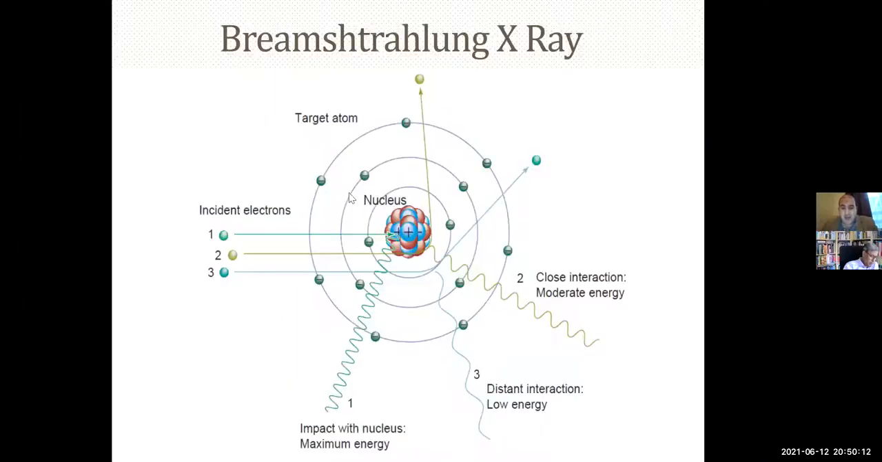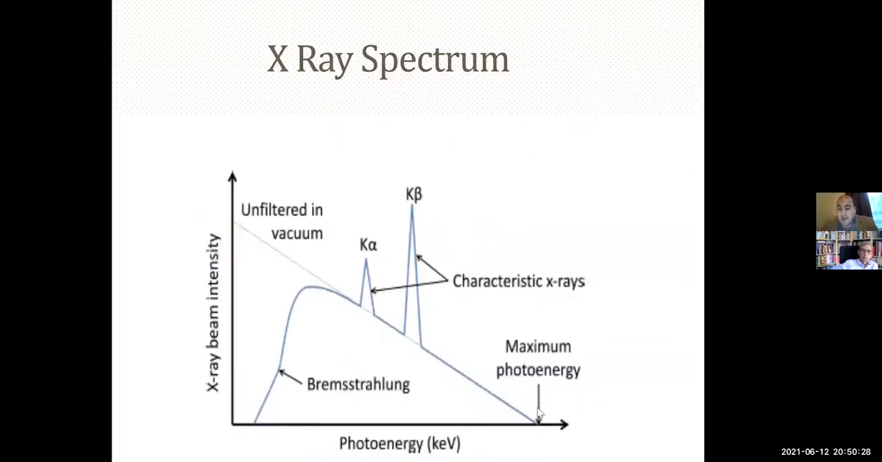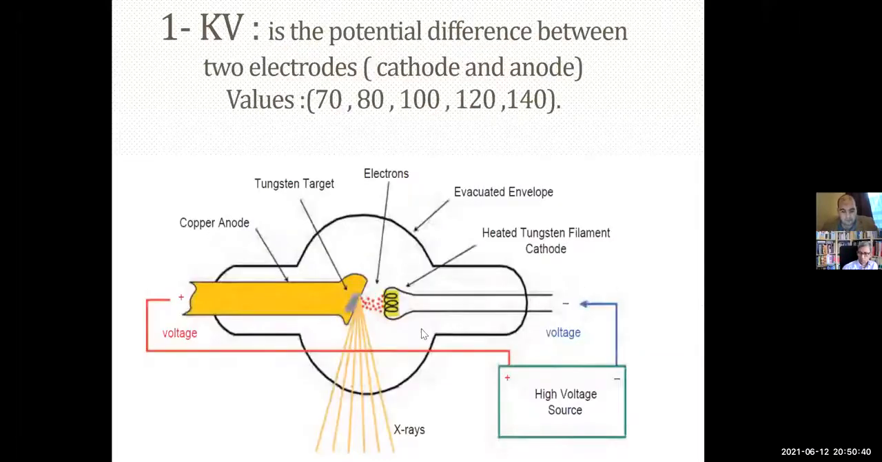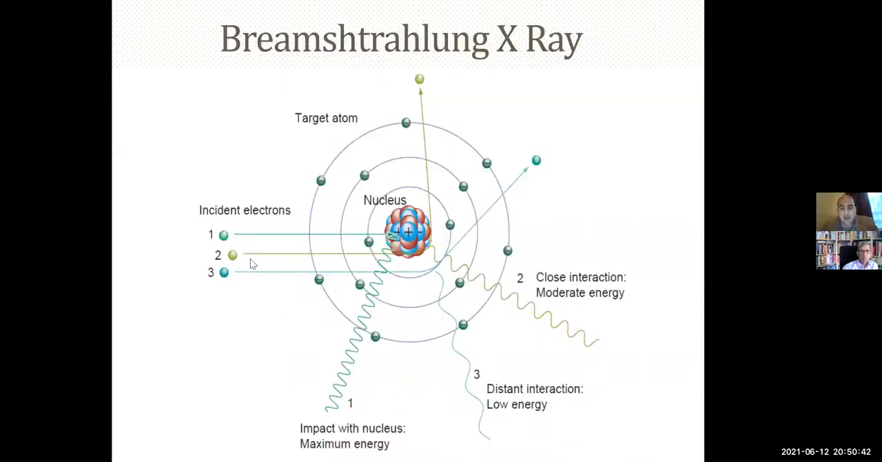Here, if the incident electron coming from the filament hits the nucleus itself, this will produce the maximum energy of X-ray photon, which is here. But the probability of this interaction is very low. So you will not find higher intensity or a higher number of photons with this value. That's the reason why you will find maximum photon energy here, but not many photons have this value. Okay, so if the incident electron hits far away from the nucleus, at a farther distance, you will get another photon with moderate energy.